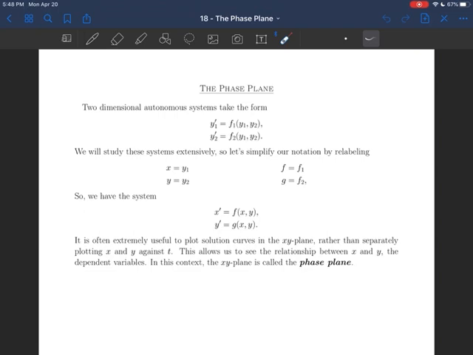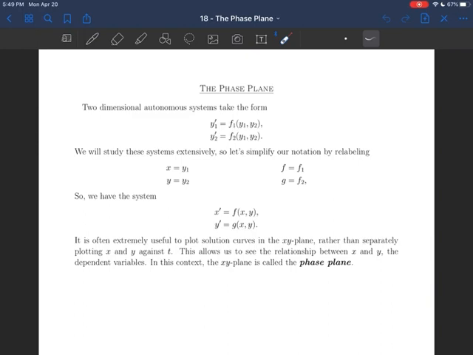All right, so it turns out that it's often very useful to plot the solution curves to this system of differential equations in the xy plane. If you recall, if you solved a system like this, you would get x of t equals some function of t, and y of t equals some function of t, and then you could plot each of those against t, and you could even put them on the same set of axes. That would be fine.